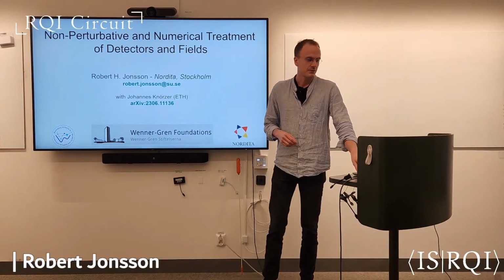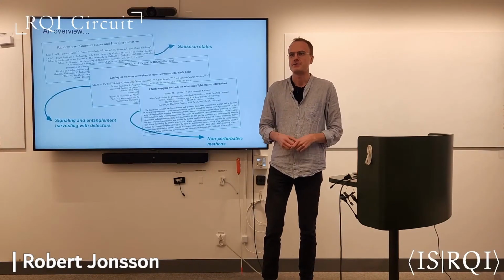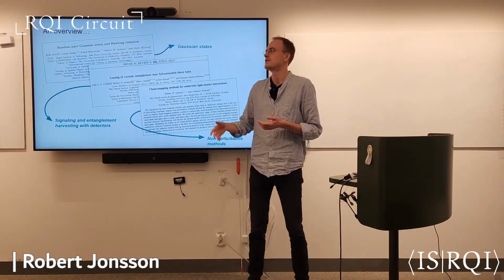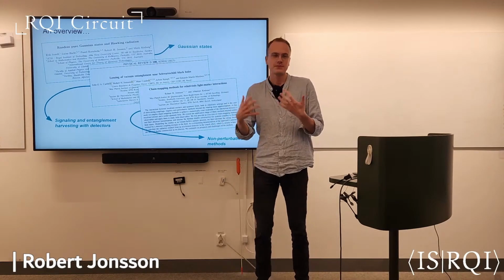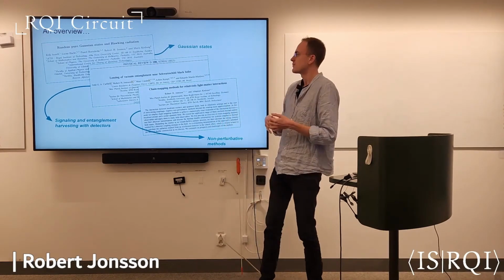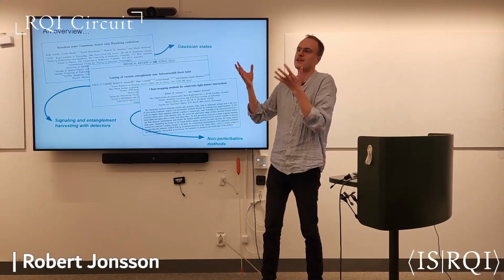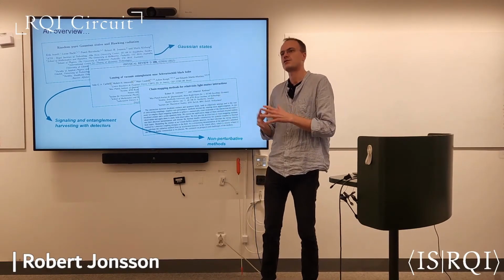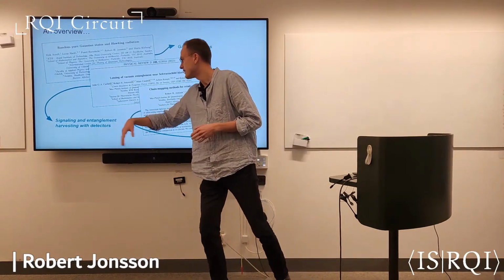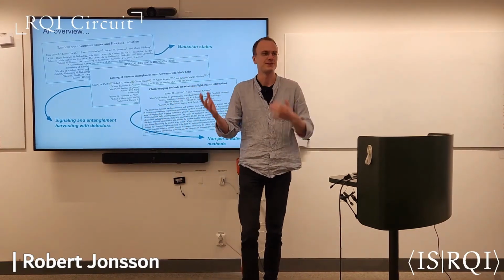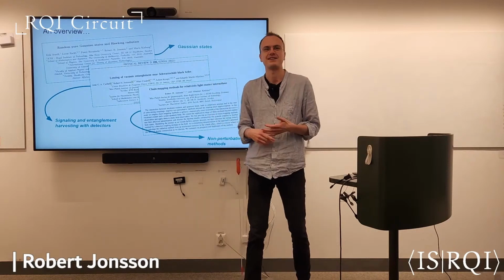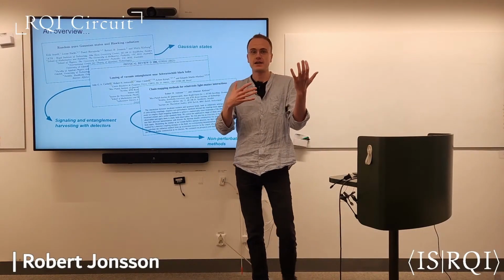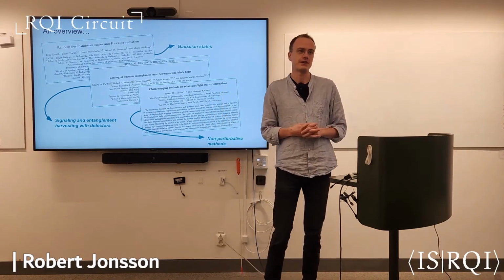When I was invited, we were asked to give a bit of an overview talk of topics we're interested in. So I thought I'd pick these three papers from this year, because they represent different aspects of the topics that I'm interested in: Gaussian states and their entanglement structure in different contexts, signaling and entanglement harvesting with our beloved Unruh-DeWitt detectors in RQI, and also non-perturbative methods for matter-light interactions, again for detectors and fields.